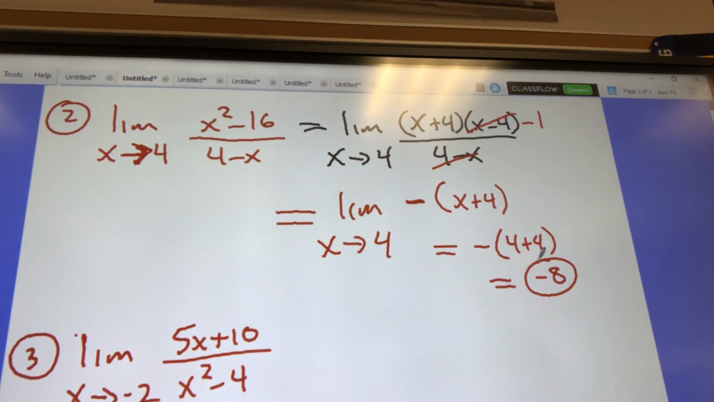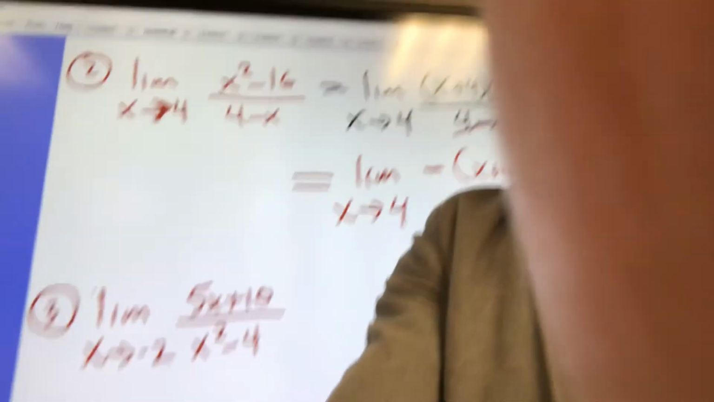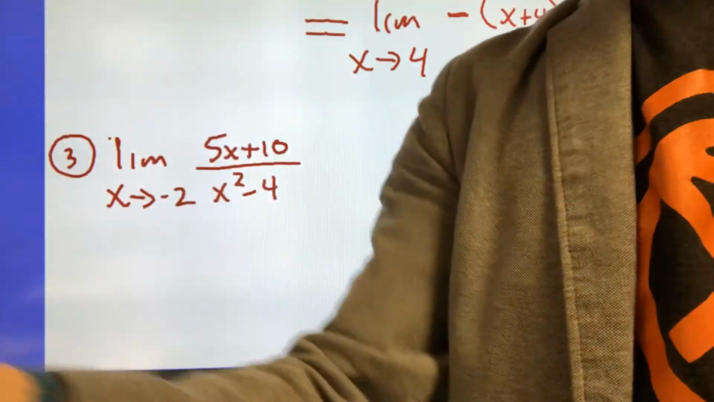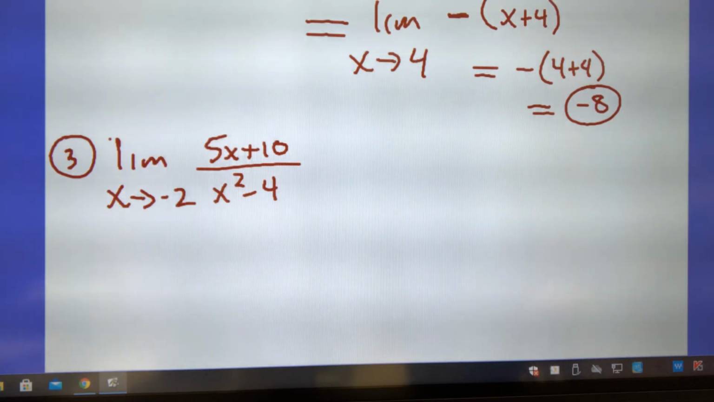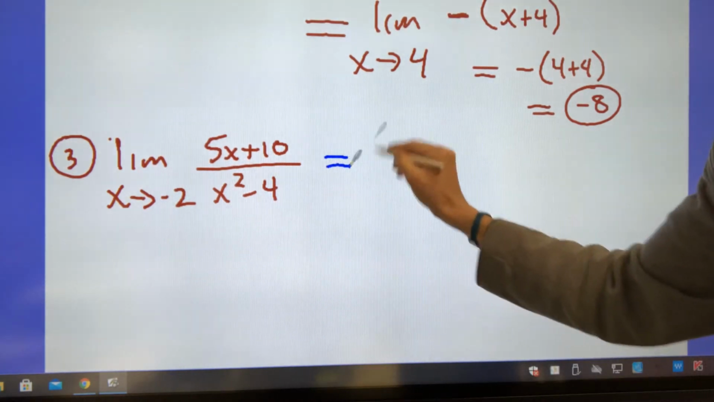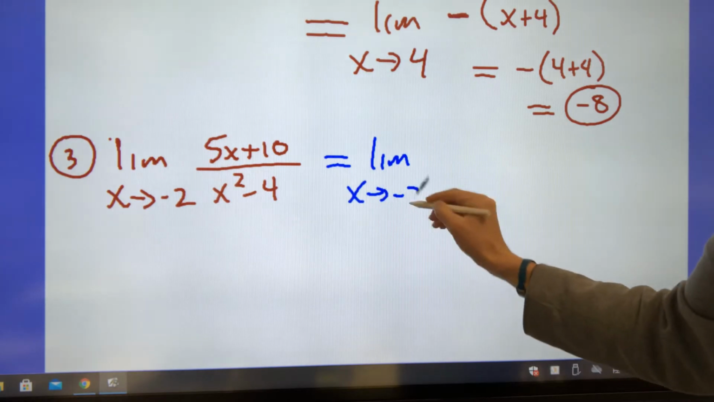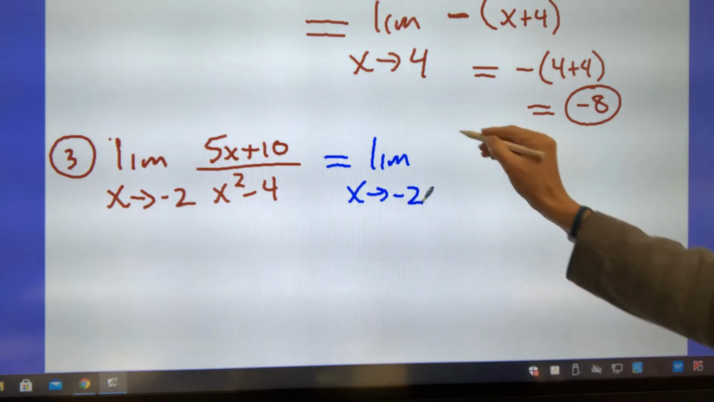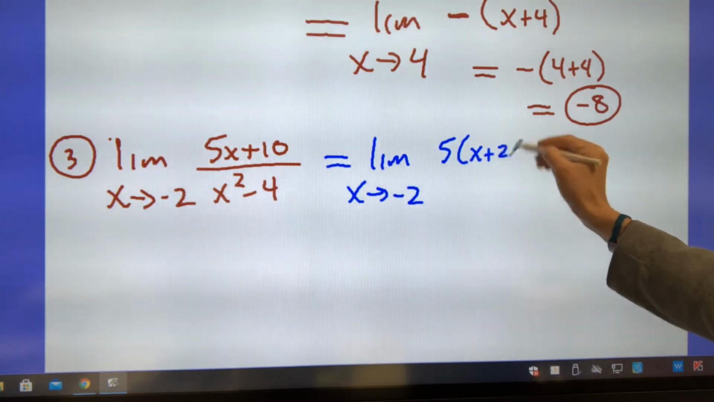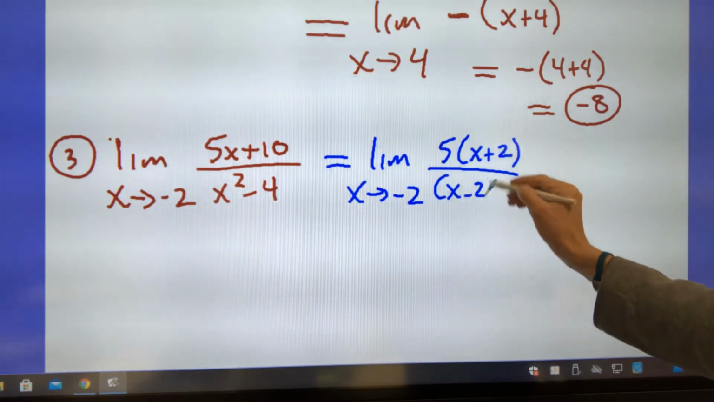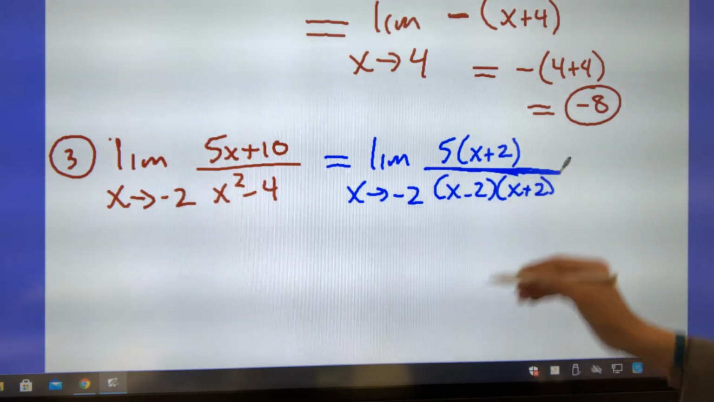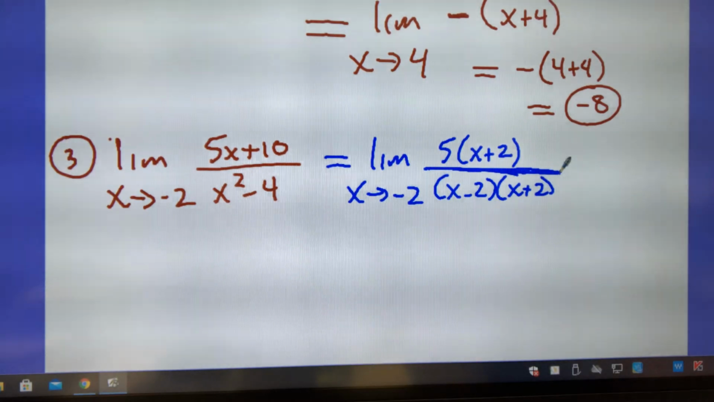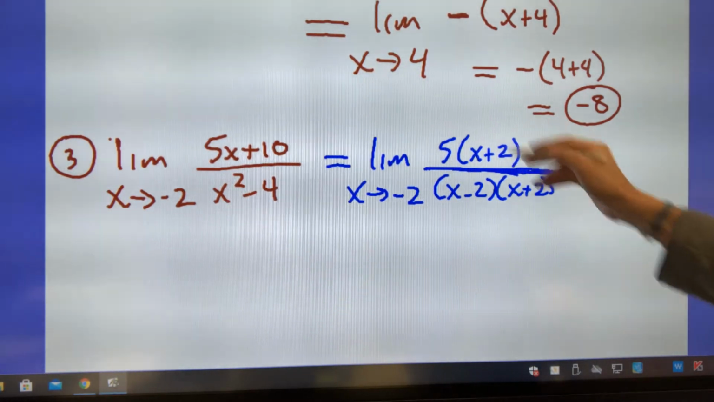All right, rolling on through here. I have 3 of these that I want to do. Let's keep going. The limit as x goes to negative 2 of 5x plus 10 over x squared minus 4. Again, you get the 0 over 0 case. Factor time. So the limit as x goes to negative 2 of 5 times x plus 2 over x minus 2 times x plus 2. Cancel time: x plus 2 over x plus 2.